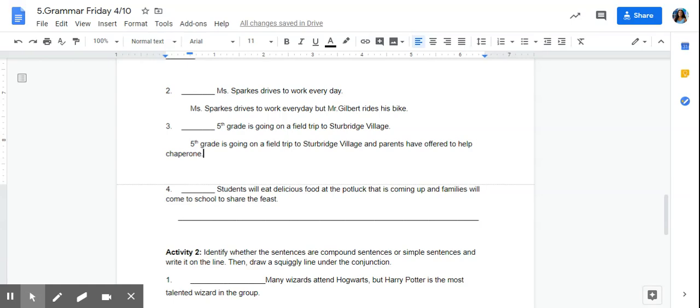Next, students will eat delicious foods at the potluck that is coming up, and families come to school to share the feast. So we have students as our subject, eat is our predicate, we also have our conjunction, and families is also a subject, and come is our predicate. So this is a compound sentence.